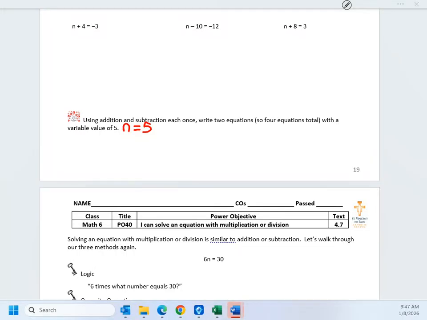So I could say something like 7 plus 5 equals 12. Now I'm going to replace that 5 with n. So that is one equation. Do you see how I got that? I used that variable value of 5 in that front part, either with adding or subtracting. And then I took the 5 out and I put my n in for it.